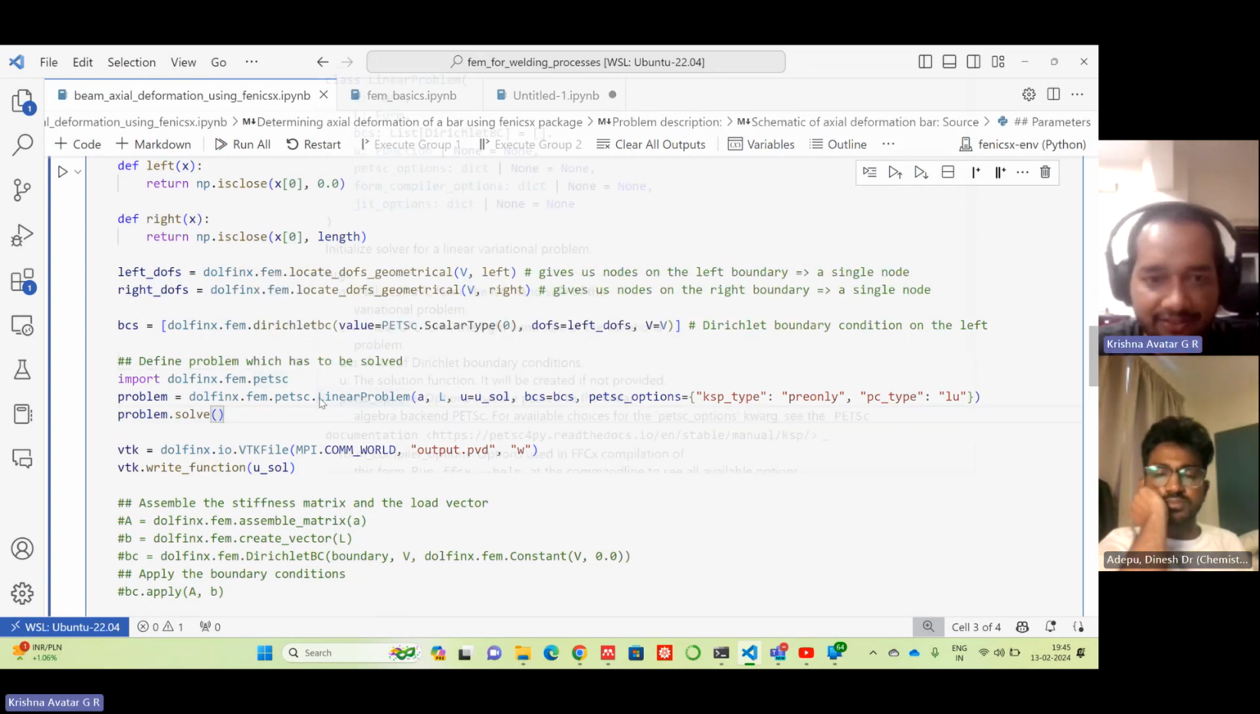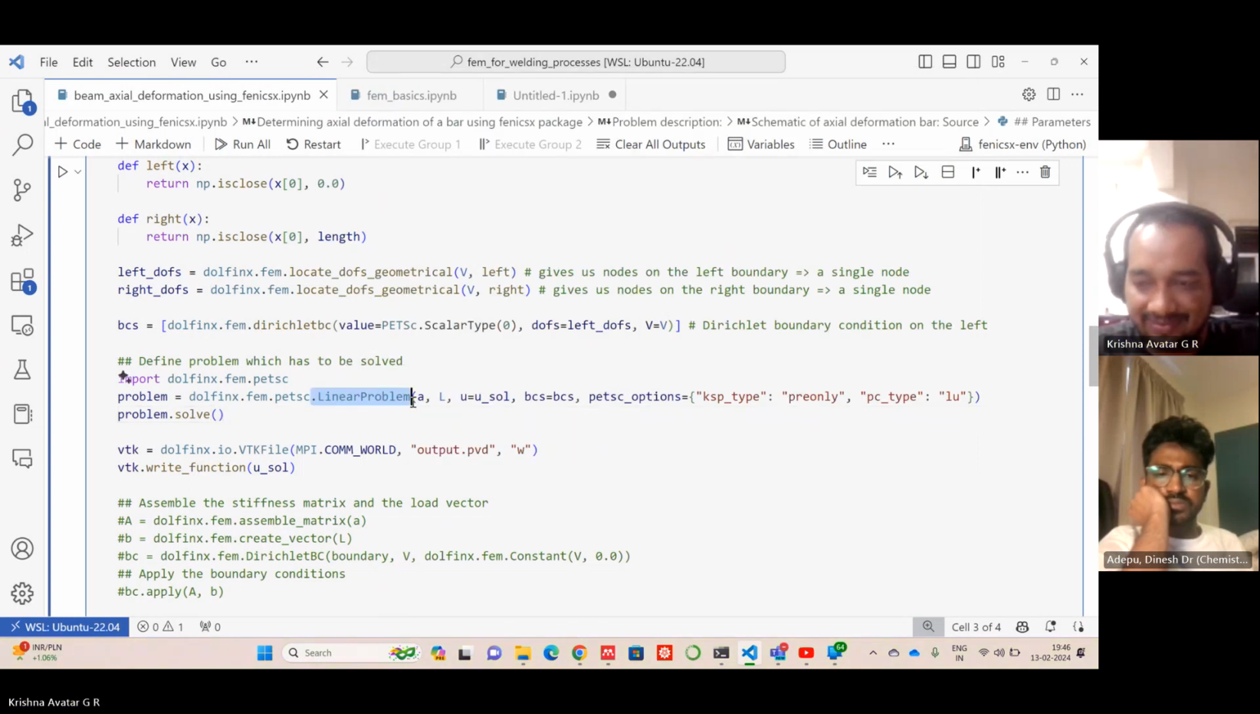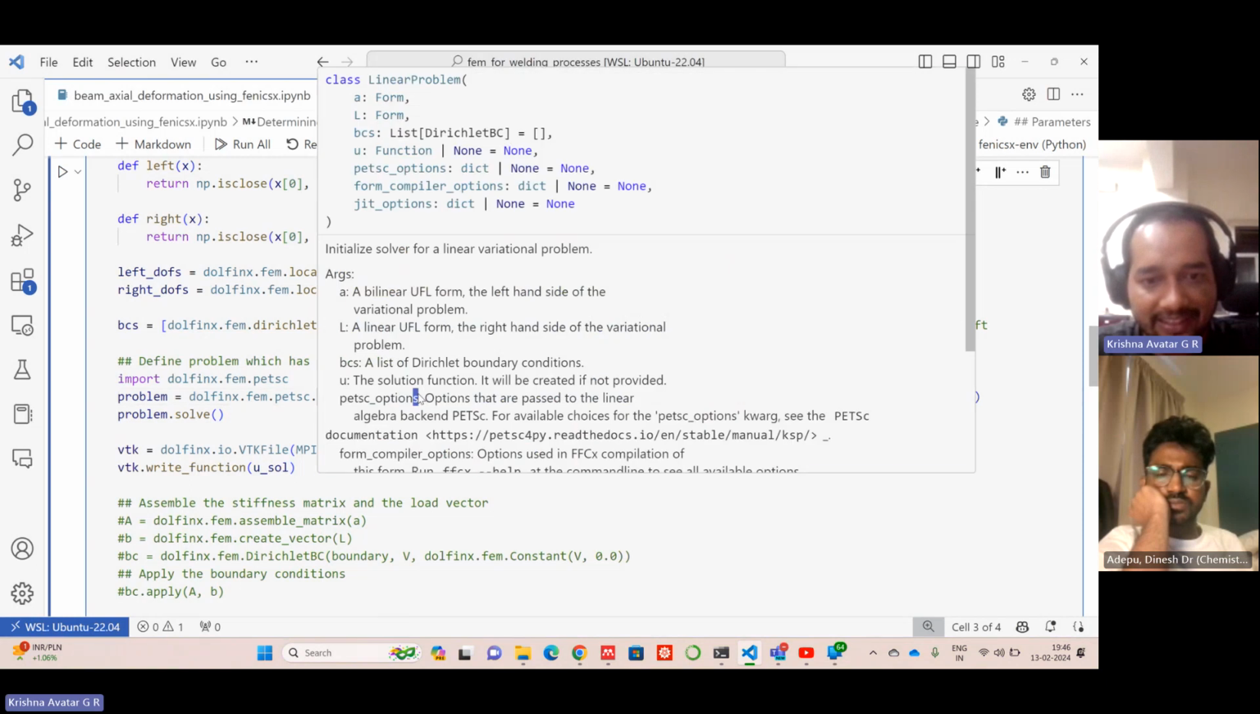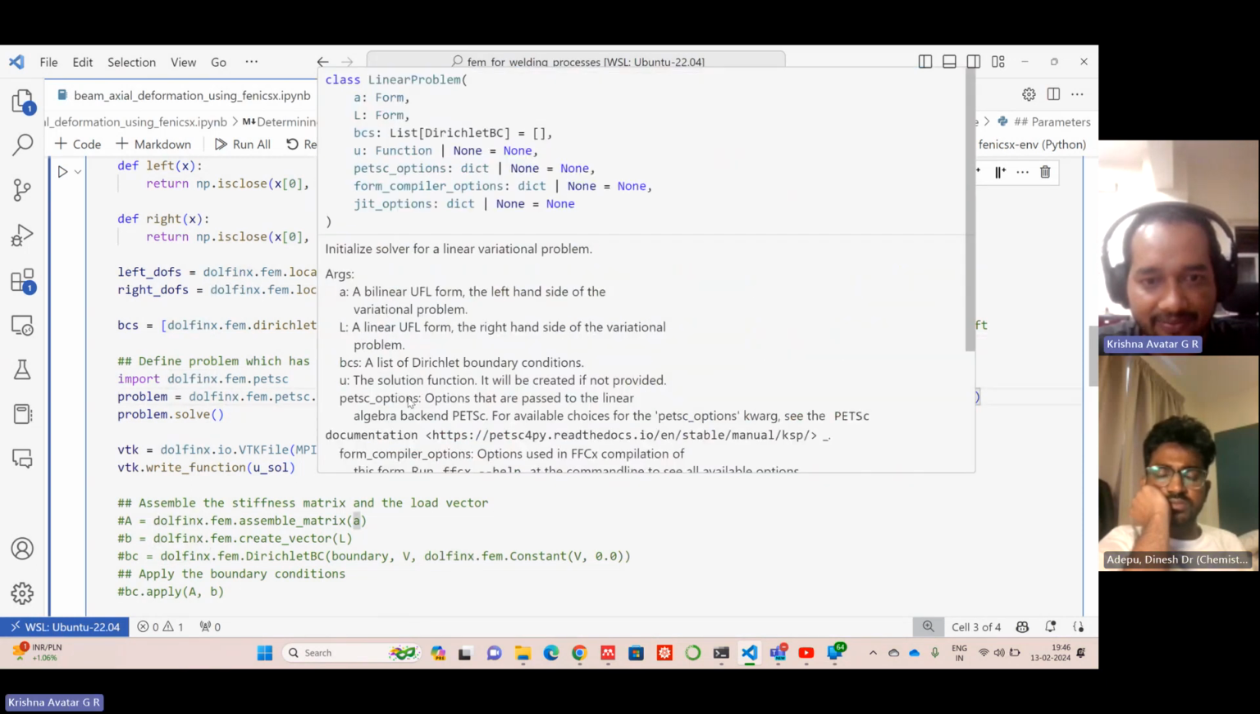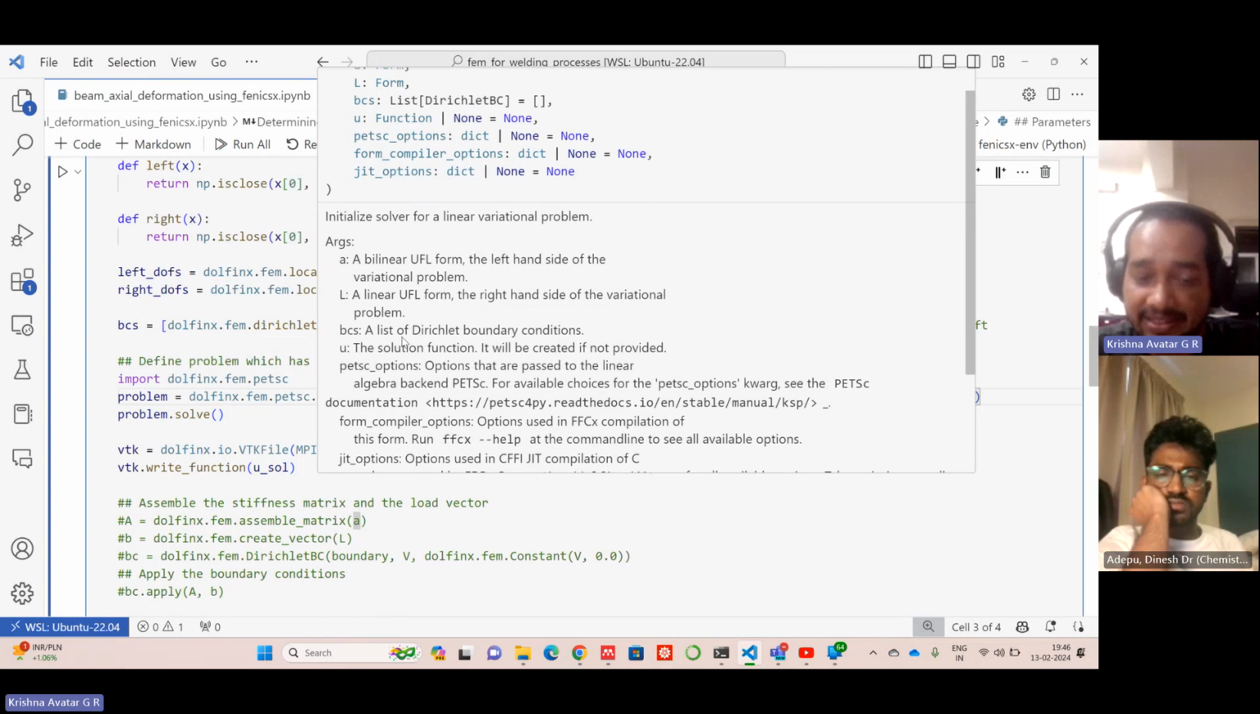Now what we are doing is specifying that we are solving a linear problem, and then we are giving it A, which is the bilinear form, and L is the linear form on the right hand side. This is the list of Dirichlet boundary conditions, and U is the solution function. It will be created if not provided, and PETSc options, like what options that we want.